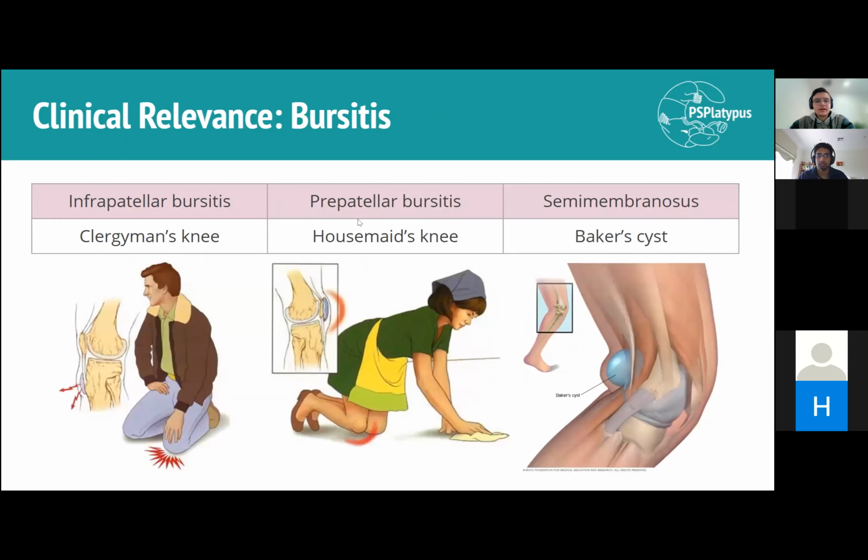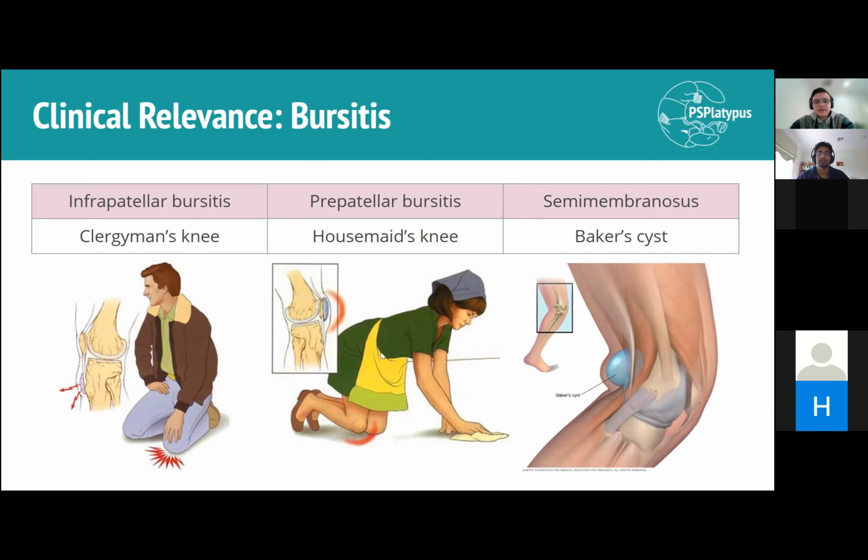Bursitis. So analogous to our olecranon bursitis back in upper limb, we've actually got many different types of bursitis that can occur depending on which bursa is irritated. And there's a reason why you can get different bursae being irritated. So if you think about the infrapatellar bursa, it is underneath the patella. So if I've got this clergyman's position where they're kneeling down and the underside of their knee is rubbing against the ground continuously, like a daily thing that's happening, then you might get irritation of that specific bursa, which is called infrapatellar bursitis, otherwise known as clergyman's knee.